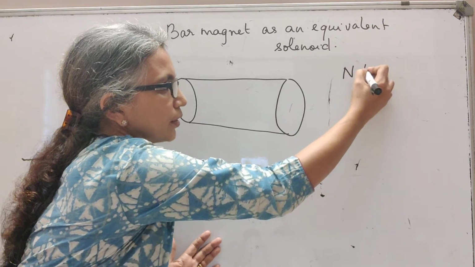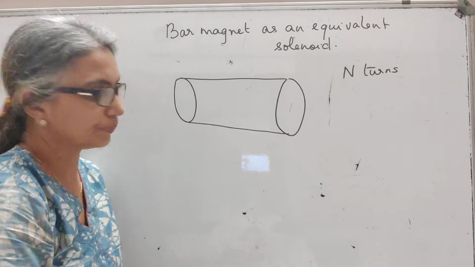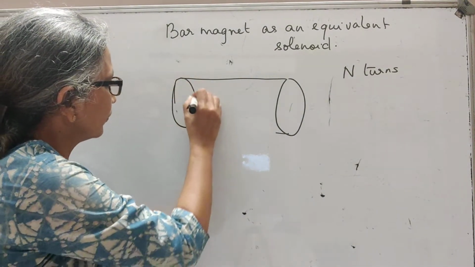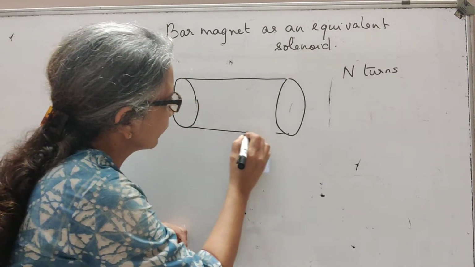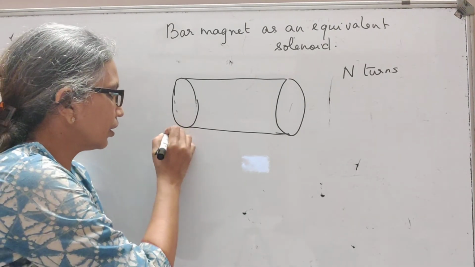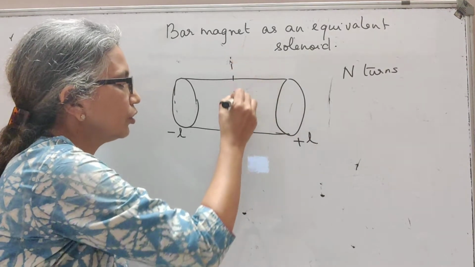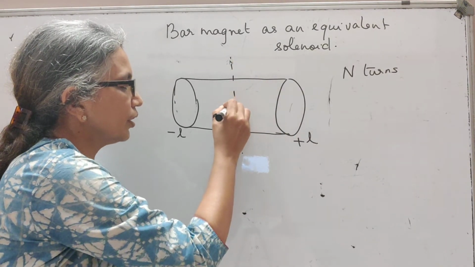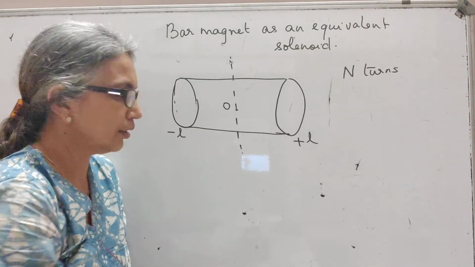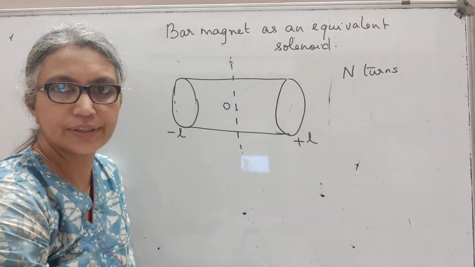with capital N turns. So it has got N turns, right? The total number of turns on the solenoid is N. Now here I have marked minus L and here I have marked plus L, and through the center this I will call as the origin. So that from here to here the length is L, and from here to here another L. So that the total length of the solenoid is 2L.